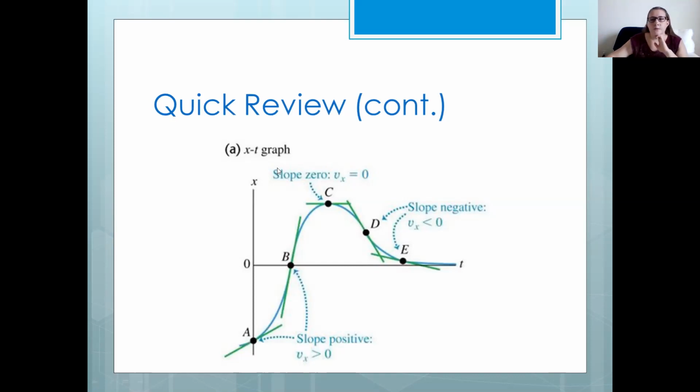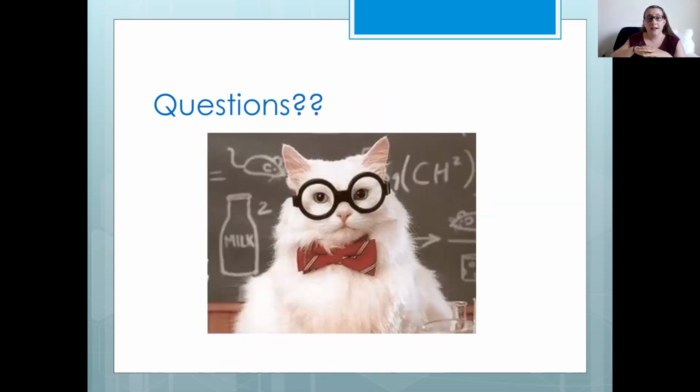Okay. So when we look at these position time graphs, we look at each section individually and think through what that means about the motion. All right. Any questions, comments, concerns that you guys have about this material? All good.